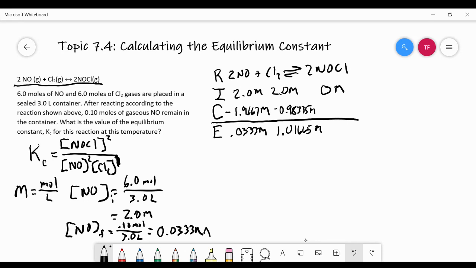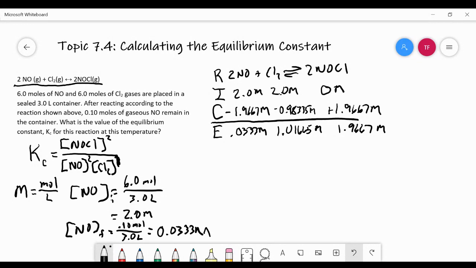Now if we look at the NaCl, we're only going to gain NaCl because we initially had 0, so we can't lose any. We must gain it. And how much are we going to gain? Well, 2 and 2 were the same coefficient. So however much we lost of NO, we're going to gain of NaCl. So the molarity we lost right here, that's the same molarity we're going to gain over here. So our equilibrium concentration is going to be 0 plus 1.9667 molar. So now we know the equilibrium concentrations of all substances in this reaction.